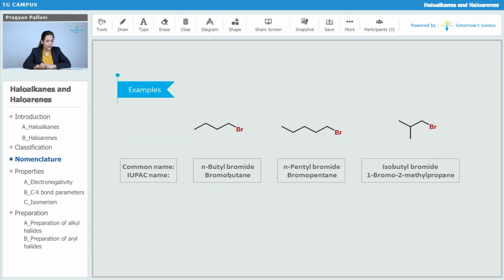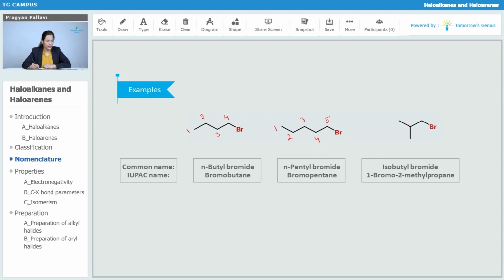So it is the common name and its IUPAC name will be bromobutane, since we are having 1, 2, 3 and 4 carbon. Hence it is butane, and since bromine is attached, it is bromobutane as per the IUPAC nomenclature. And when we are having 1, 2, 3, 4 and 5 carbon, that means it is pentane, and where we are having this bromine attached, the IUPAC name will be bromopentane, however the common name will be N-pentyl bromide.